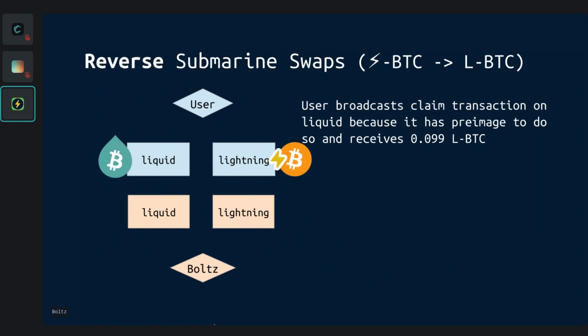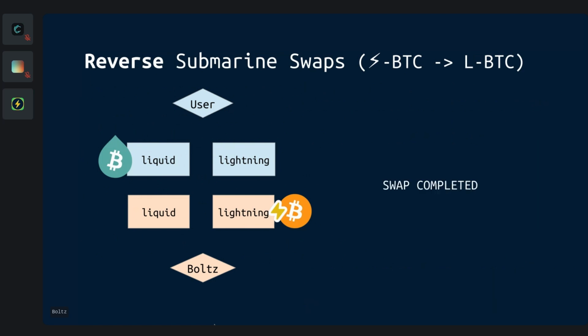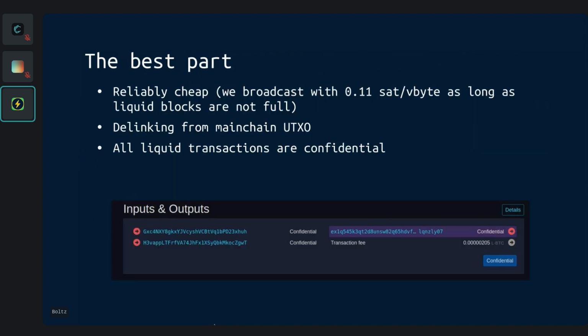The user then, let's say, waits for one confirmation and then broadcasts a claim transaction to claim the locked 0.099 Liquid Bitcoin. And by claiming, the pre-image gets revealed. So Boltz, now on the chain, sees the pre-image and can use it to claim and settle the Lightning invoice of 0.1 Bitcoin. And it's done. So those are the two directions that we have: normal swaps going from Liquid to Lightning and reverse swaps from Lightning to Liquid.